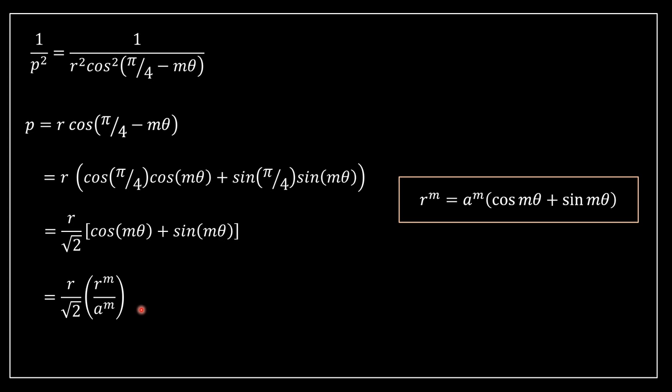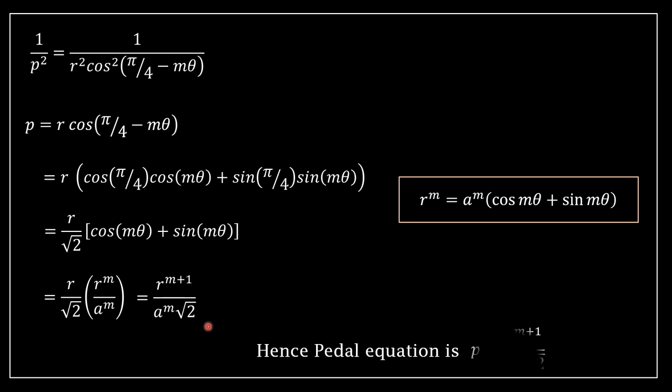So I can say that this is the required pedal equation of the given polar curve. In a simplified form, I can just write it as r into r to the power m, which is nothing but r to the power m plus 1 divided by a to the power m into root 2. Therefore, the pedal equation of the given polar curve is r to the power m plus 1 divided by a to the power m into root 2. That completes the problem.